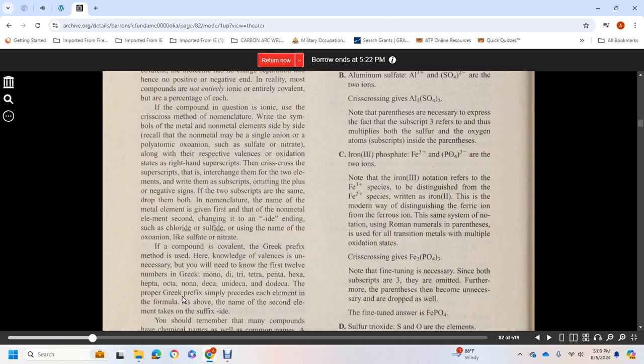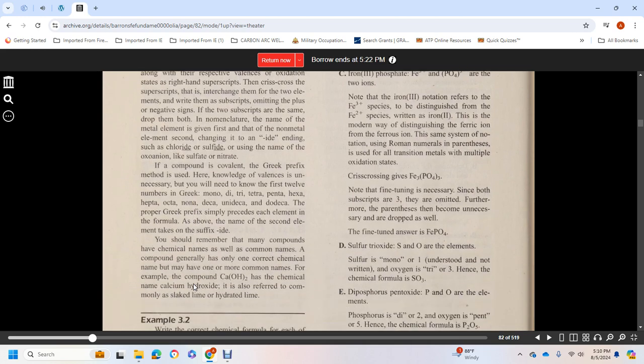If the compound is covalent, the Greek prefix method is used. Here, knowledge of valency is unnecessary, but you will need to know the first 12 numbers in Greek: mono, di, tri, tetra, penta, hexa, hepta, octa, nona, deca, undeca, and dodeca. Simply add the proper Greek prefix to each element in the formula, with the name of the second element taking the -ide ending, such as sulfide.